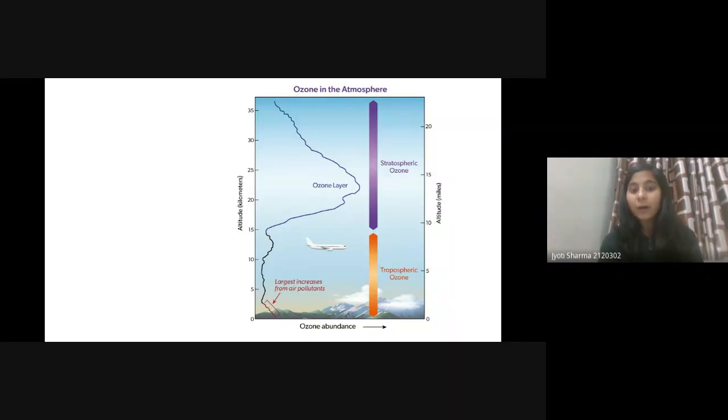But the ozone that is present in the stratosphere protects us from ultraviolet radiation. Okay, we will talk about this ultraviolet radiation as well. Because it protects us from the ultraviolet radiation, the ozone that is present in the stratosphere is the good ozone. So the answer should be: the stratospheric ozone is good ozone and the tropospheric ozone is the bad ozone. Okay.